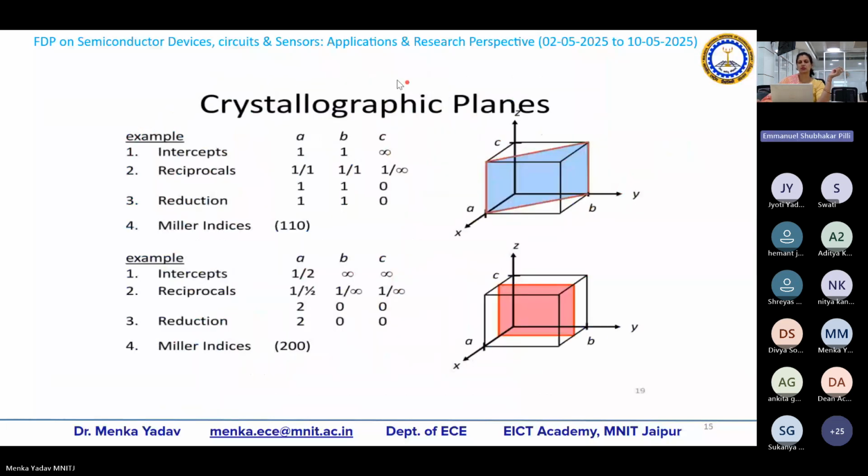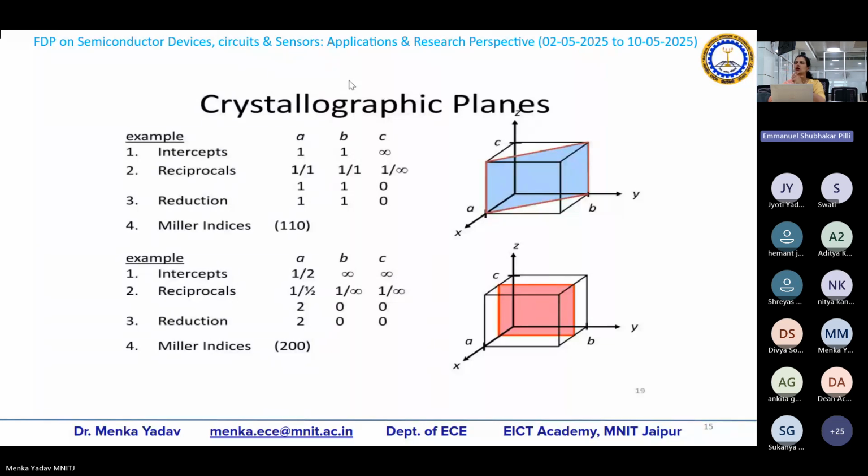Now, let us come to the Miller indices. What are the Miller indices? Just now I told you that silicon has a cuboid structure. Likewise, every crystal has a particular cube type of thing. How that cube type of thing is aligned, in which plane it is aligned, will decide the Miller indices.